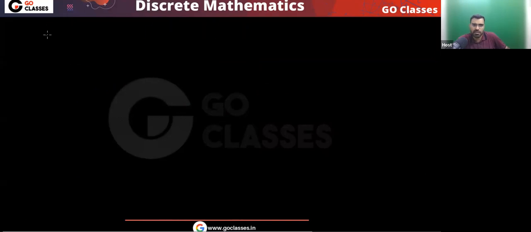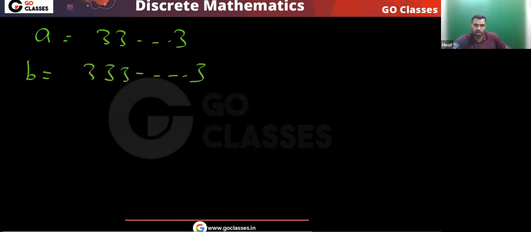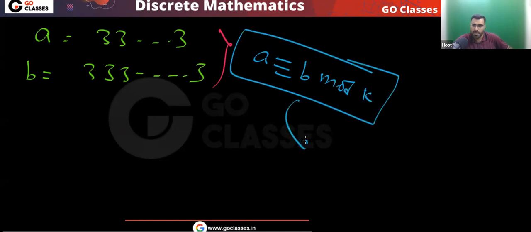Now, just find. So this a comma b, for example, a is something like this, and b is something like this, and they give the same remainder when you divide by k. This simply means k divides a minus b. Or I can say this simply means k divides b minus a, right?